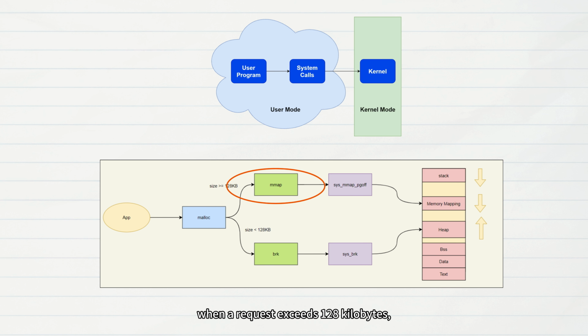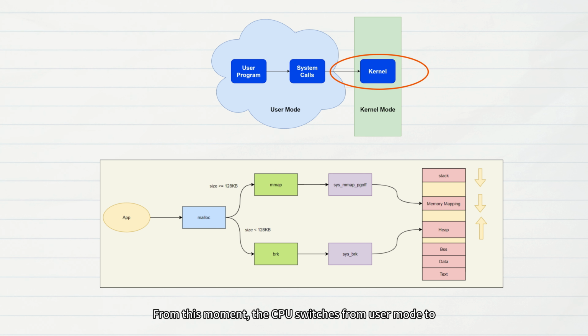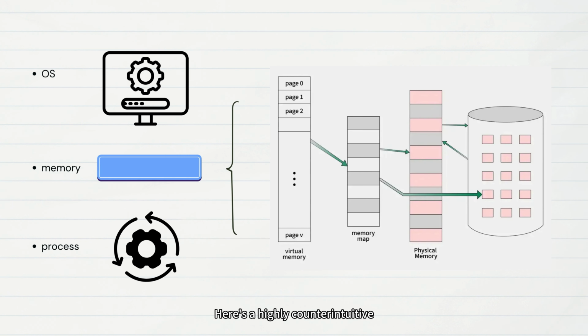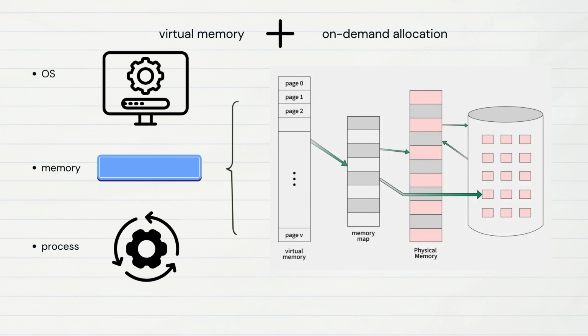Generally, when a request exceeds 128 kilobytes, the allocator will prefer mmap. From this moment, the CPU switches from user mode to kernel mode, and the operating system steps in. Here's a highly counterintuitive but extremely important fact. What the operating system allocates to a process is only virtual addresses, not physical memory. All modern operating systems, Linux, Windows, macOS, use virtual memory with an on-demand allocation mechanism. This is the cornerstone of modern computer memory management.